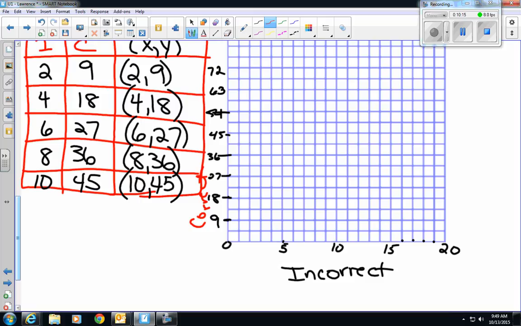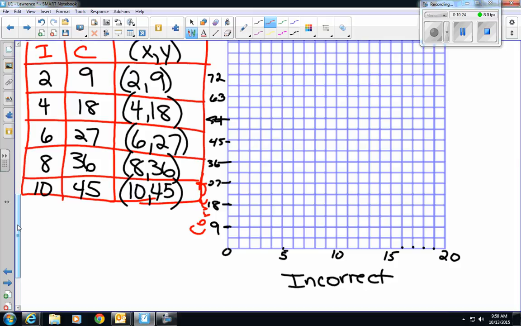Now, our next step is to graph the points, to plot the points. So the first one is 2, 9. And remember, these are not quite the same. You have to read the graph. 2 over, 9 up. And then it's 4, 18, and 6, 27, 8, 36, 10, 45, and so on.